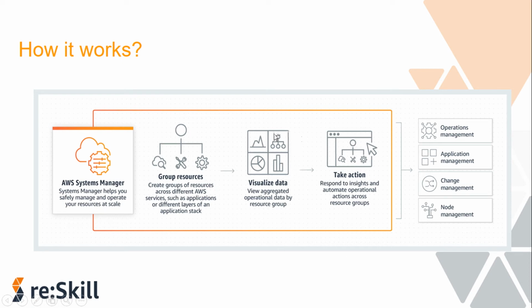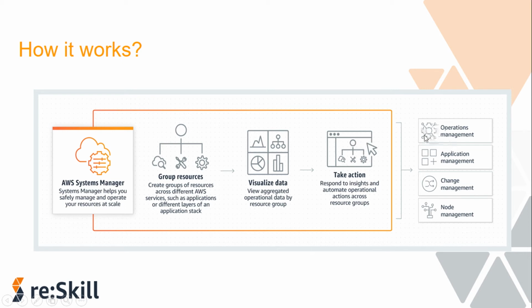And once you have got the data out of all your resources, then you take the action. How do you take the action? You respond to the insights and automate the operational actions across the resource groups. Like these were the resources from which you wanted to visualize data. Once you visualize, then you take the action based on what data you have visualized. Now, how do you take the action?